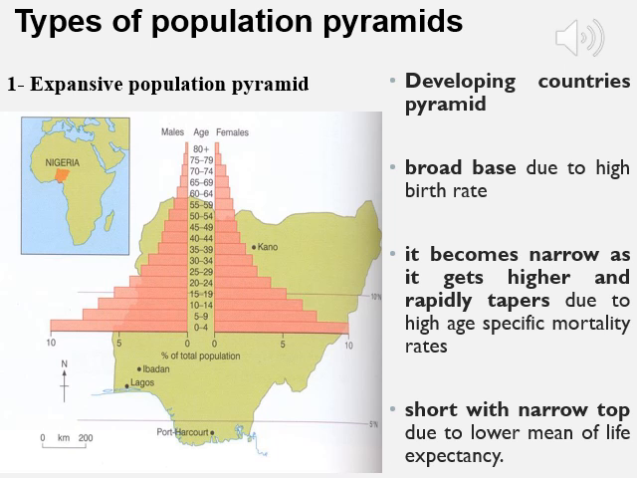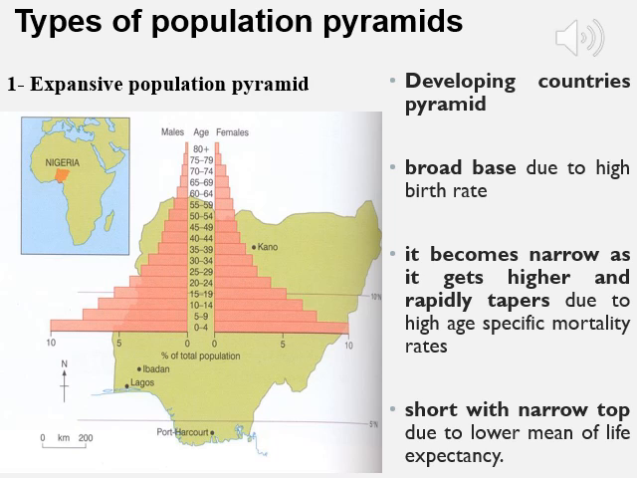Types of population pyramids. The age structure of population differs according to the social and economic development of the community, the health status of the nation, and at which demographic transition stage the population of the community is. So there are different types of population structure and population pyramid. The first type is the expansive population pyramid.